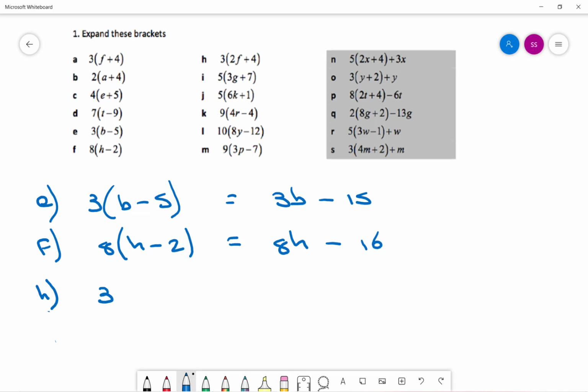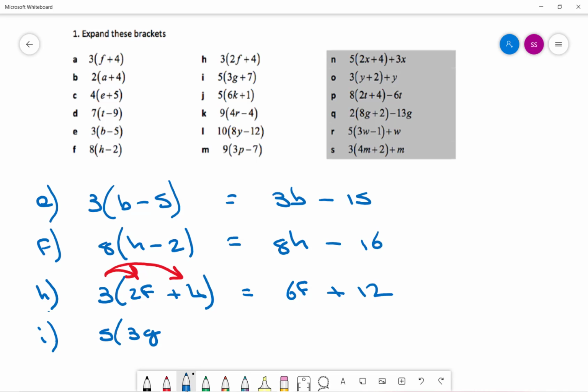So for part H, 3, 2f plus 4. So these ones, same again, just because there's an extra term in there, it's still the same idea. So 3 times 2 is 6f, and 3 4s are 12. For I, 5, 3g plus 7. Same idea again. 3 5s will be 15g, and 5 times 7 will be plus 35. Hopefully you're getting the idea of these. They're pretty straightforward. So let's keep going here.